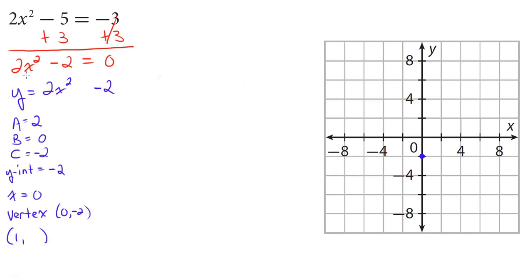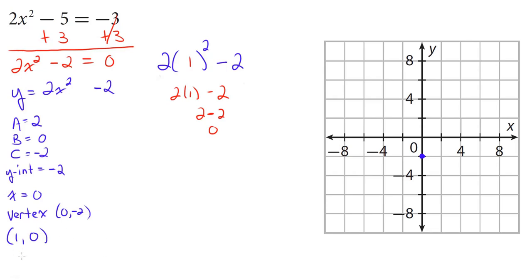And what we're going to do again is substitute that into this 2x squared minus 2. So I'm going to say, all right, 2 times x squared minus 2. And so we're going to plug in 1. So 1 squared is 1. And 2 times 1 is 2. And 2 minus 2 is 0. So where x is 1, y is 0.